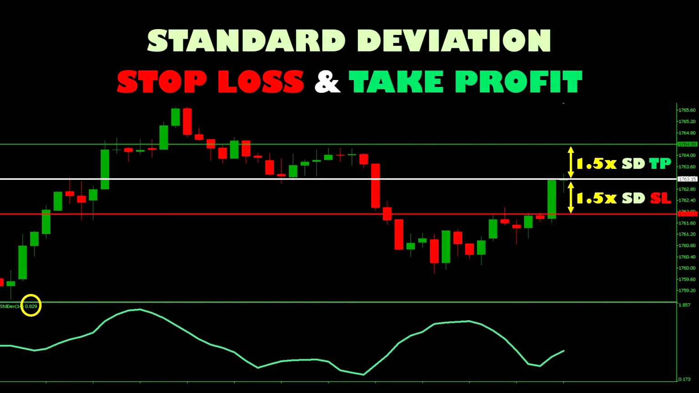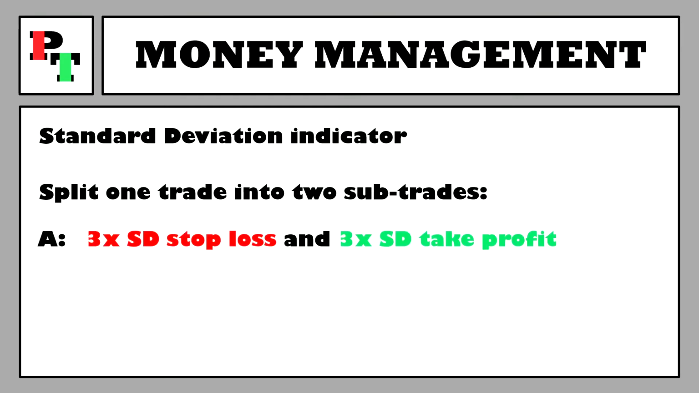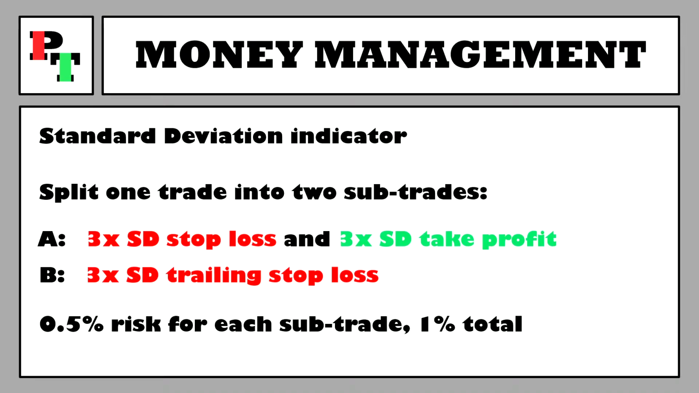So there is a bit of room either way for the trade without trying to allow it too much to get away from us. For this particular strategy, we are going to want to give our trades some flexibility. So we're going to split each trade into two sub-trades. We'll set sub-trade A stop loss and take profit at 3 times the standard deviation value. And sub-trade B, we are also going to use a 3 times standard deviation stop loss, but it will be a trailing stop loss. Each of those sub-trades will then be loaded with a 0.5% capital risk, meaning that we have a 1% total capital risk on every trade we take.